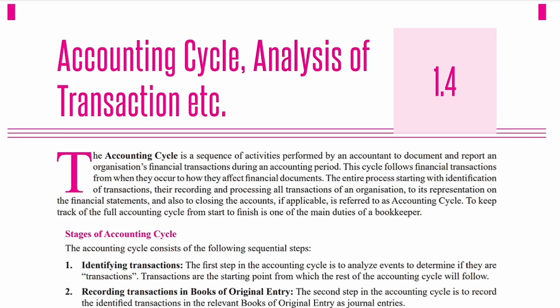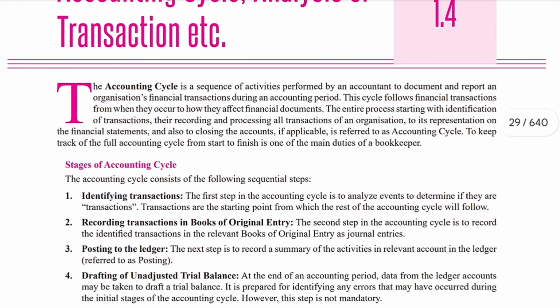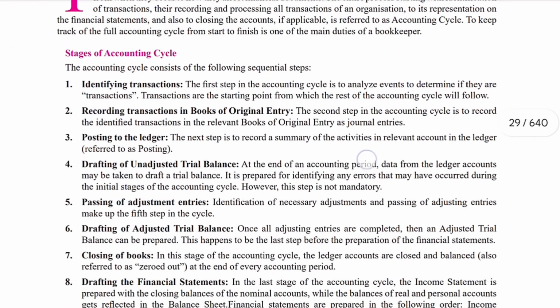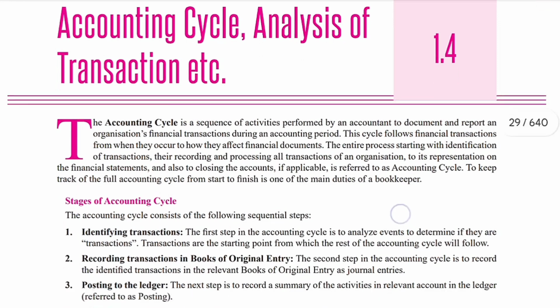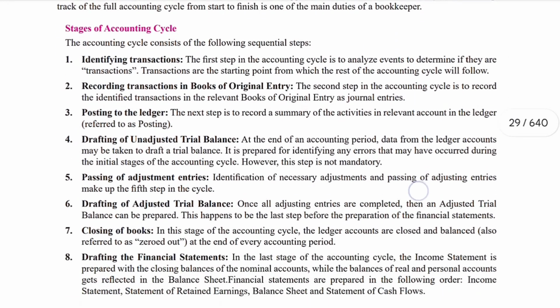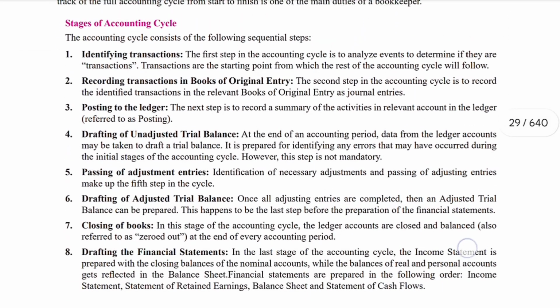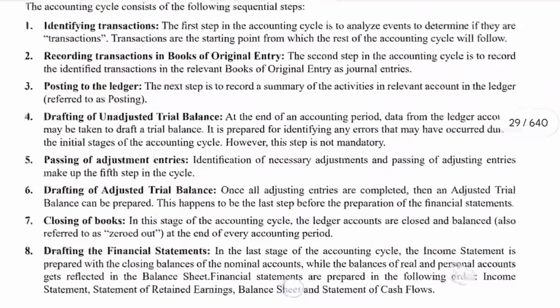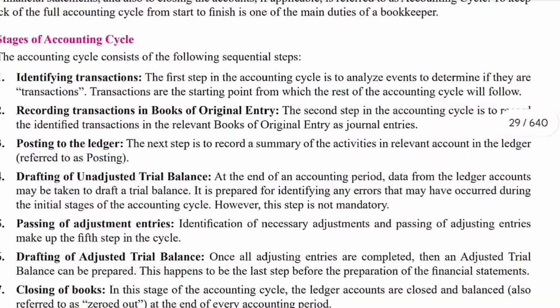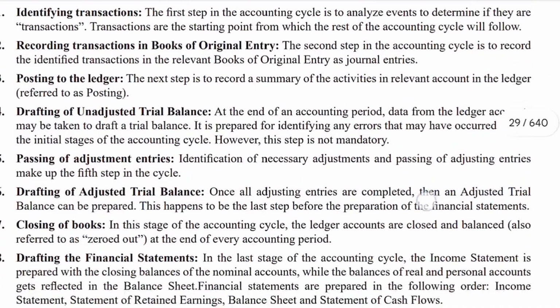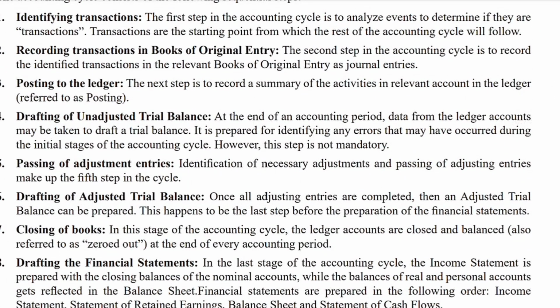So in this video I'll be explaining section 1.4. 1.4 is actually easy only, like all those three chapters which we learned before. So this chapter deals with accounting cycle, analysis of transaction, etc. And first thing here we are going to see is stages of accounting cycle. Okay, so this actually explains about the order of how to record a transaction and how to present it in financial statements. What are the procedures?